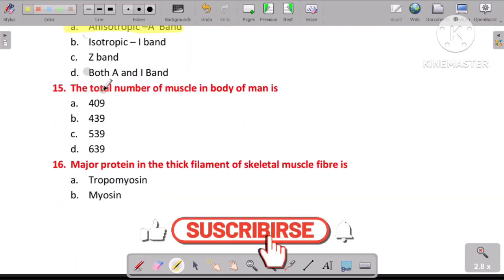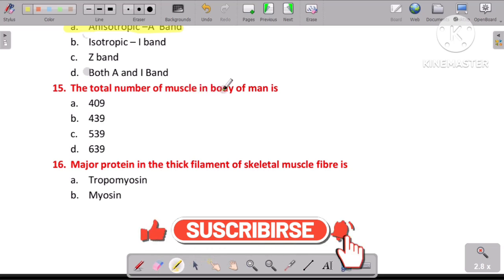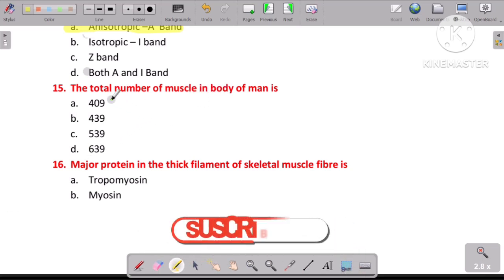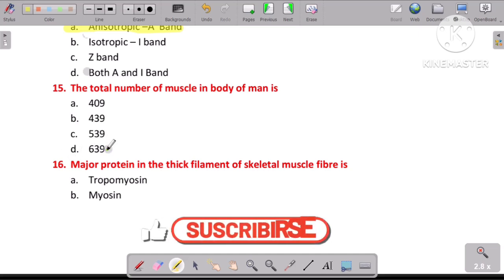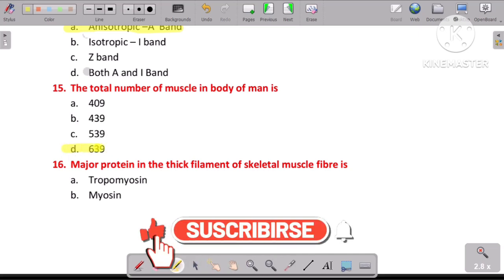So the next question is, the total number of muscles in human body is, option A 409, option B 439, option C 539, option D 639. The right answer is option D 639.